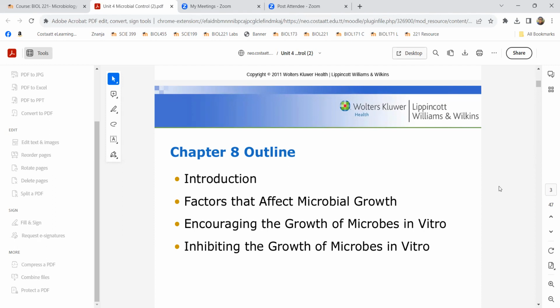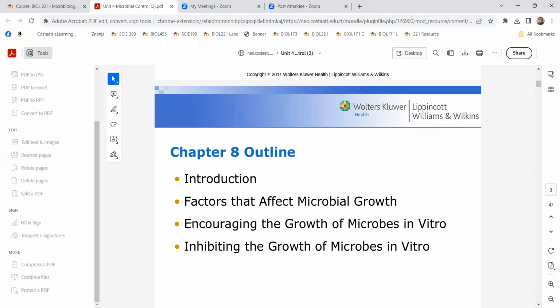So we're going to talk about some factors. In order for us to understand that, we need to first understand what factors affect microbial growth. So what do these microorganisms need to survive? And by removing those things from the environment, we stop them from growing, okay? So we first need to know what they need to grow. So we will look at factors that affect microbial growth.